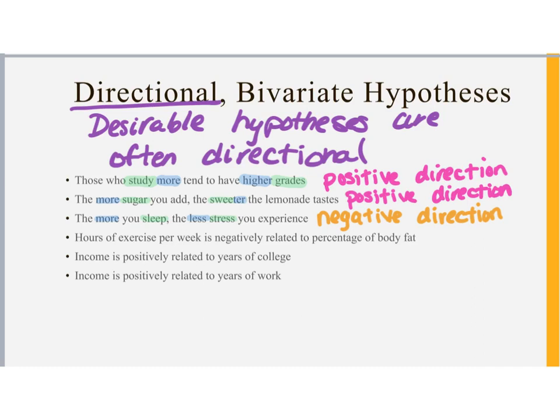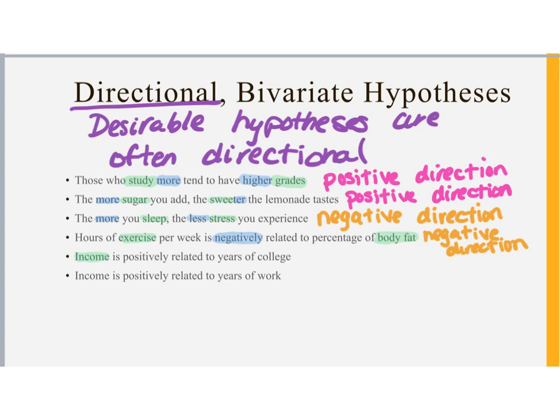Moving along, let's look at the fourth example. Hours of exercise per week is negatively related to percentage of body fat. Let's start by identifying the variables. One of them is exercise, and the other one is body fat. Now in this one, we're looking for indication of direction. We don't have to look too far because it had the word negatively right in the sentence. So for this one, we have a hypothesis of a negative correlation or a negative direction for our graph. Next, income is positively related to years of college. First, we'll identify the variables.